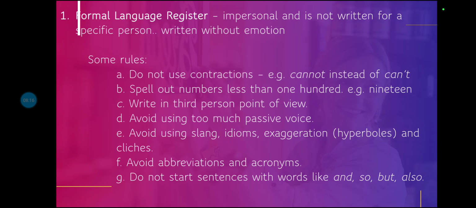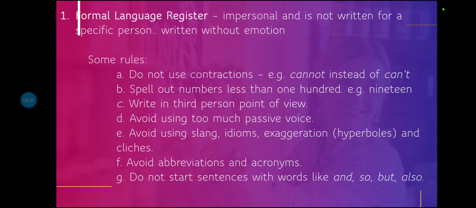Okay, so we have some rules. Okay, and when it comes to formal language register, we have the first one: do not use contractions. So cannot instead of can't. Okay, so if we're going to prepare a writing in this kind of register, we must not abbreviate. Okay, next one, spell out numbers less than 100. Okay, it's very vital. And then write in third person point of view. So it's like the researcher is like this.